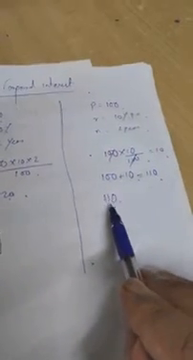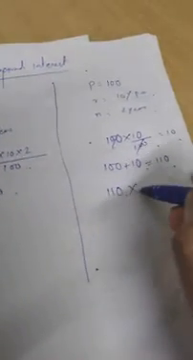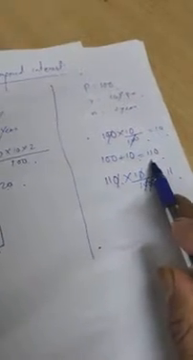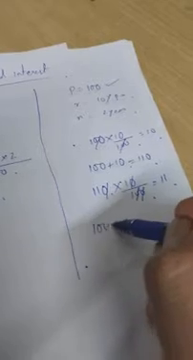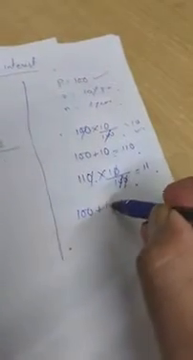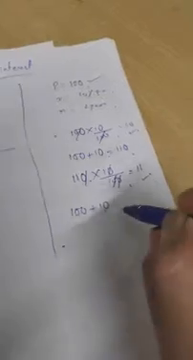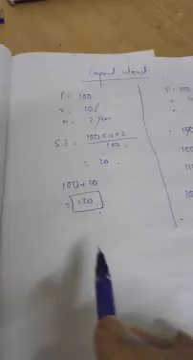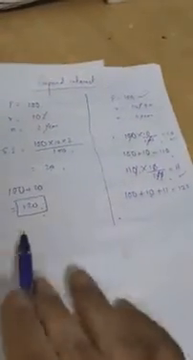Now see, 110 into 10%. Now 10% of 110 will be rupees 11. First, how much you have borrowed? Rupees 100. Now first year you have given interest rupees 10. Second year you have given interest rupees 11. Total becomes 121. And this one total is 120. So 1 rupee more. Now why this 1 rupee more?